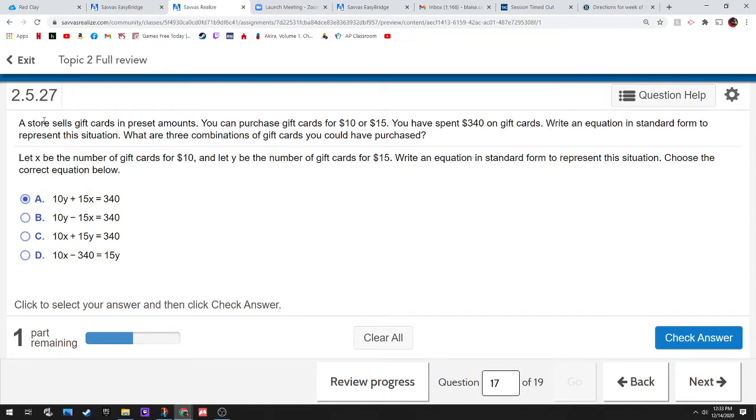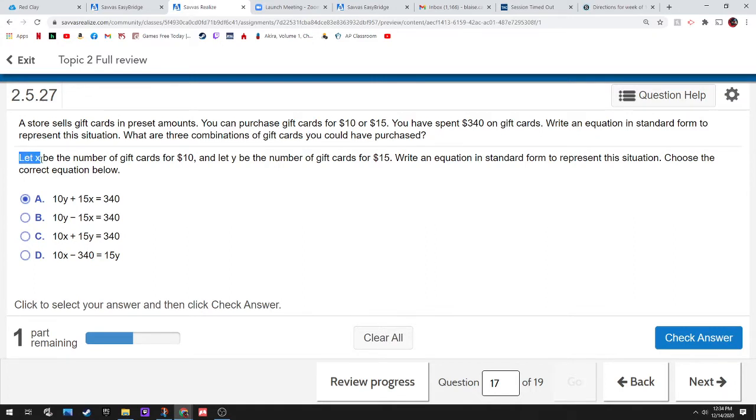All right. A store sells gift cards in preset amounts. You can purchase gift cards for $10 or $15. You have $340. Oh, you've spent $340 on gift cards. Write an equation in standard form to represent this situation. And then we want to find 3 combinations. So we could say we spent $10 on one kind, and we don't know how many of those we bought. So we could say 10x, and then, I mean, you could also say 10y. That's fine too.